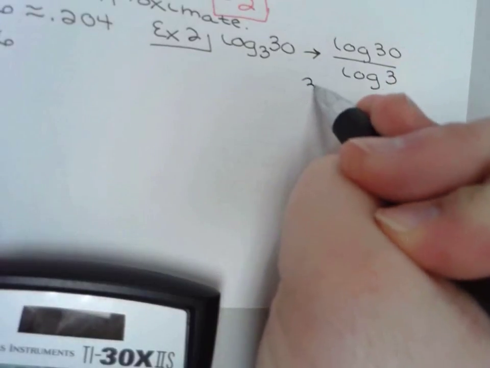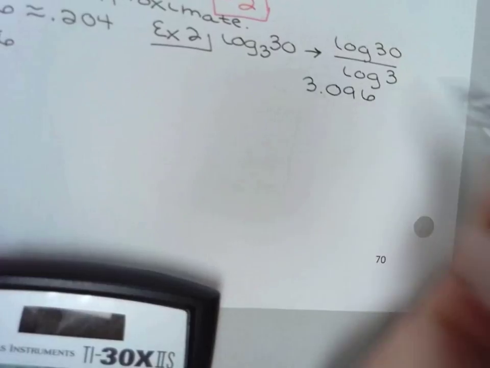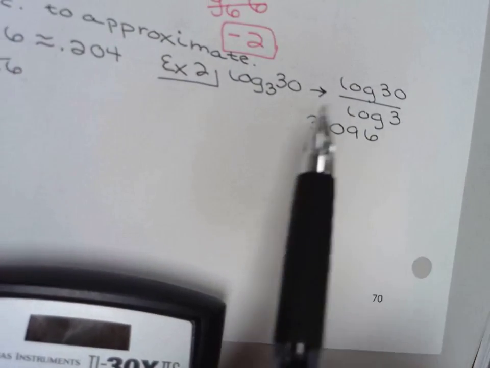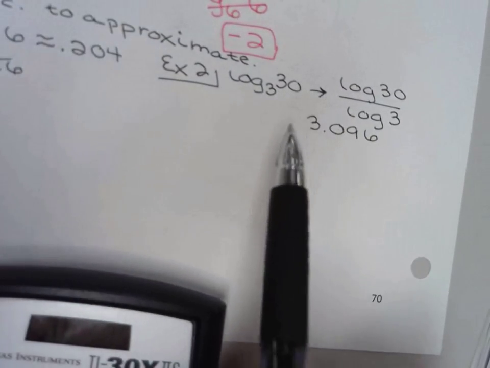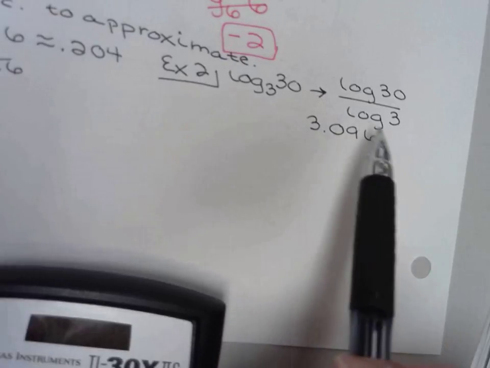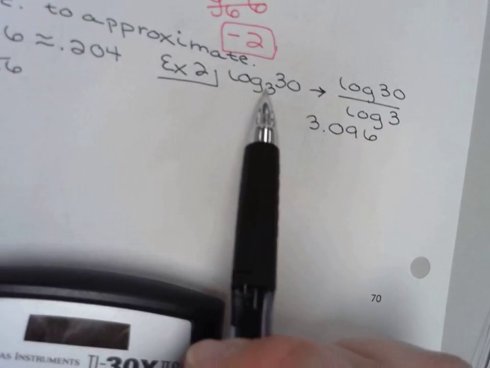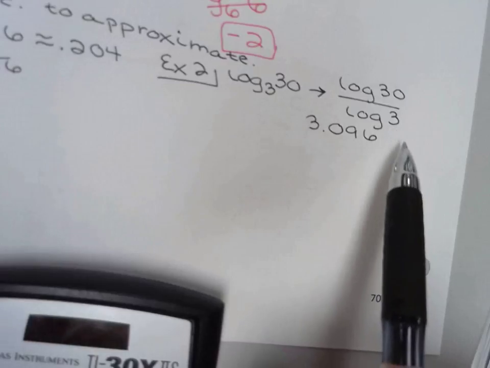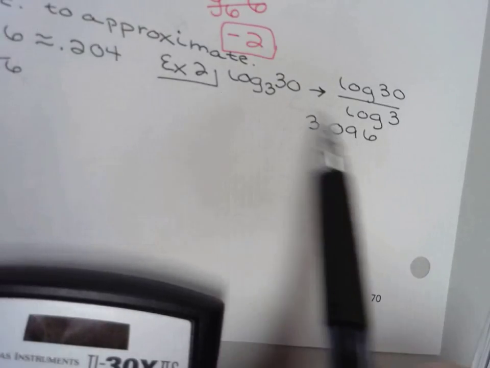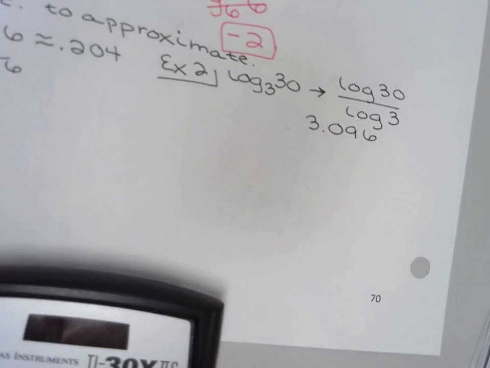Mr. Kelly? Yep. Okay, yes. The base, if it's not 10, is always going to be the denominator. So log of the big number over log of the base. Let me show it.